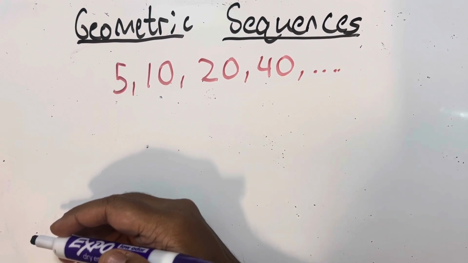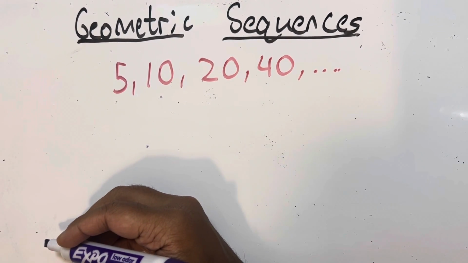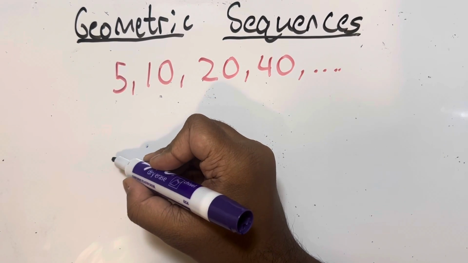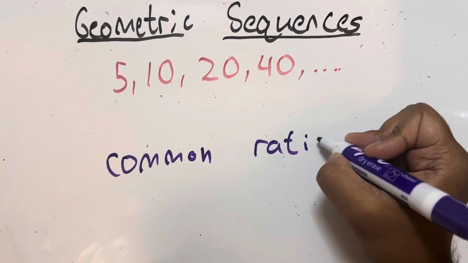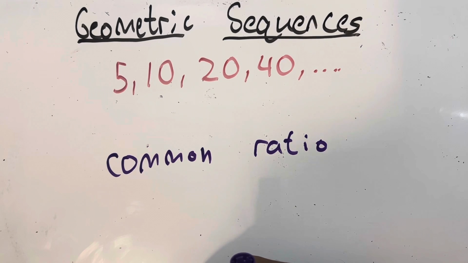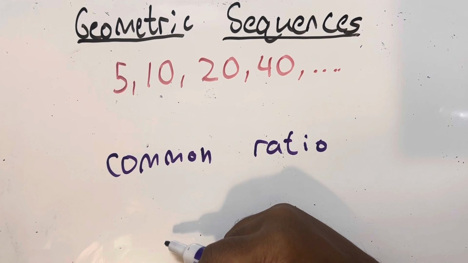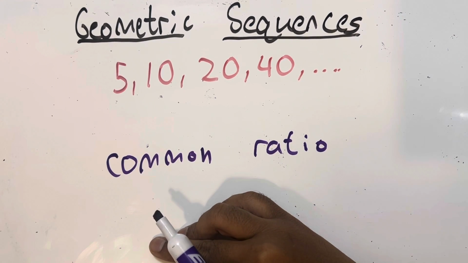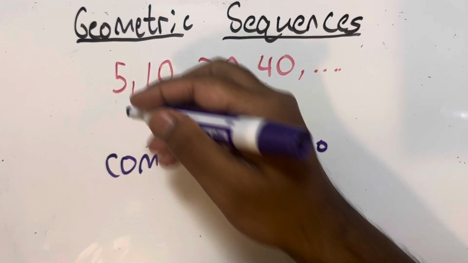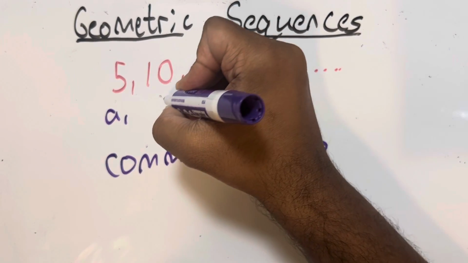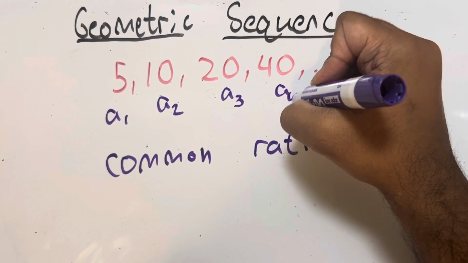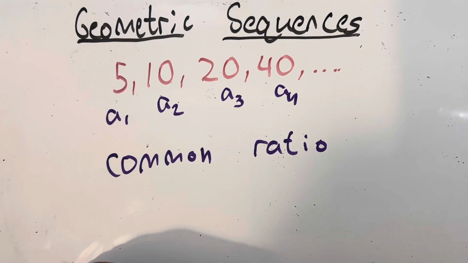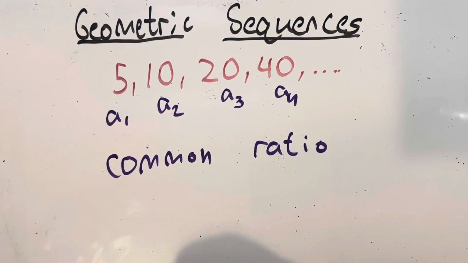So in geometric sequences, we have something called the common ratio. We don't have a common difference. Common ratio, right? How can we find the common ratio? Well, let's go back to labeling our sequence. The first term here is A1, second term A2, third term A3, fourth term A4, and so on and so forth. How can we find the common ratio? Well, there's a formula for it.